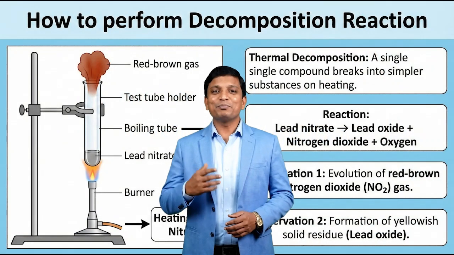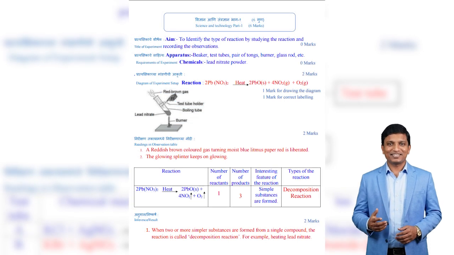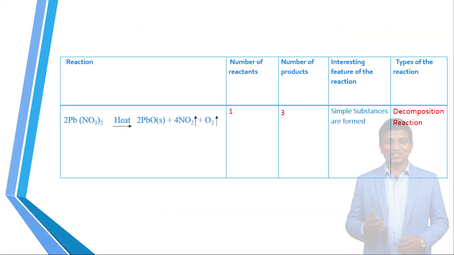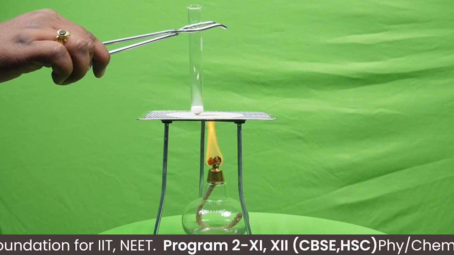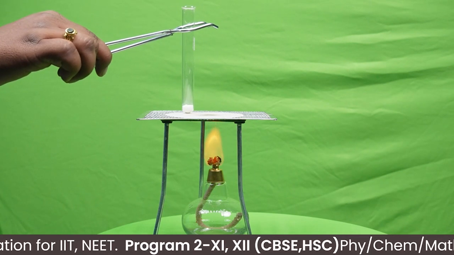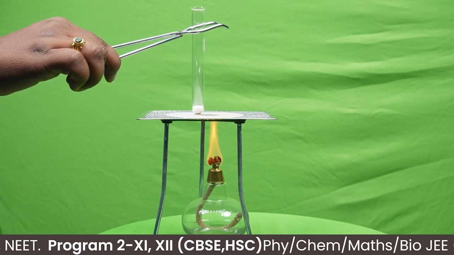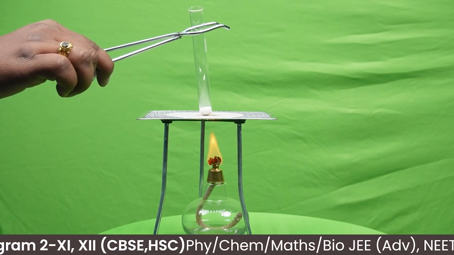How to perform decomposition reaction. You will get the practical sheet in the board examination exactly like this as shown here. Your task is to write the answers given in the answer sheet neatly on your board answer paper. Observation table with solution. How to perform the practical. Heating of lead nitrate gives lead oxide, nitrogen oxide and oxygen. It is a decomposition reaction.